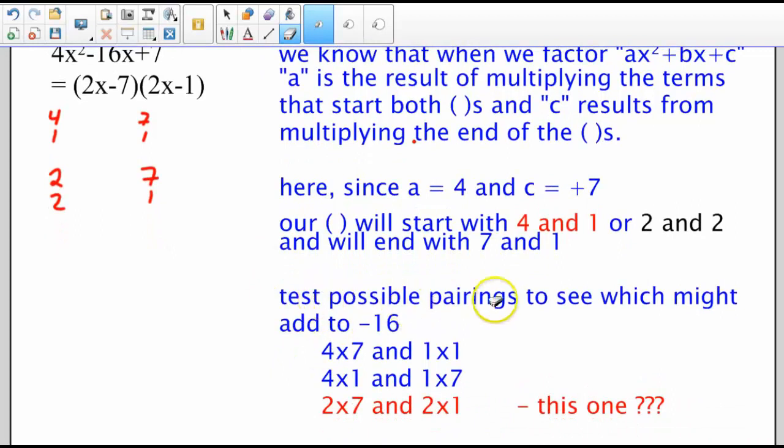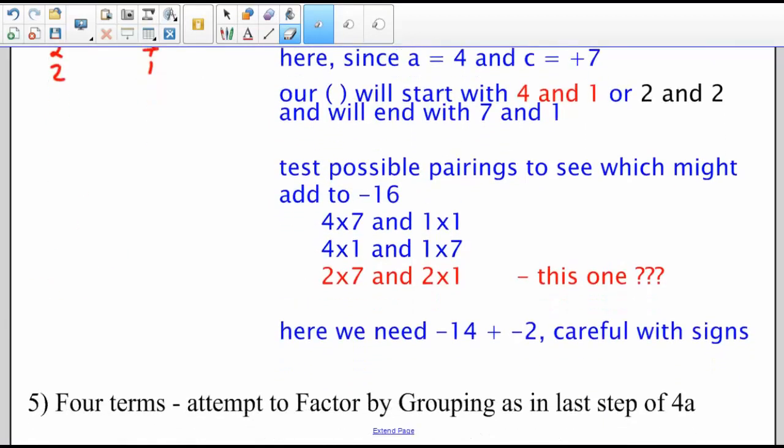We have to test all possible pairings to see which one might add to the negative 16. If I multiply the 4 and the 7 and the 1 and the 1, the 4 times 1 and so on, this is the only one that actually gets me numbers in the neighborhood of negative 16. I think I have one last thing. Okay, so yeah, here we need to be careful. We need to have negative 14 plus negative 2 as our two numbers, so they do have to be negative.